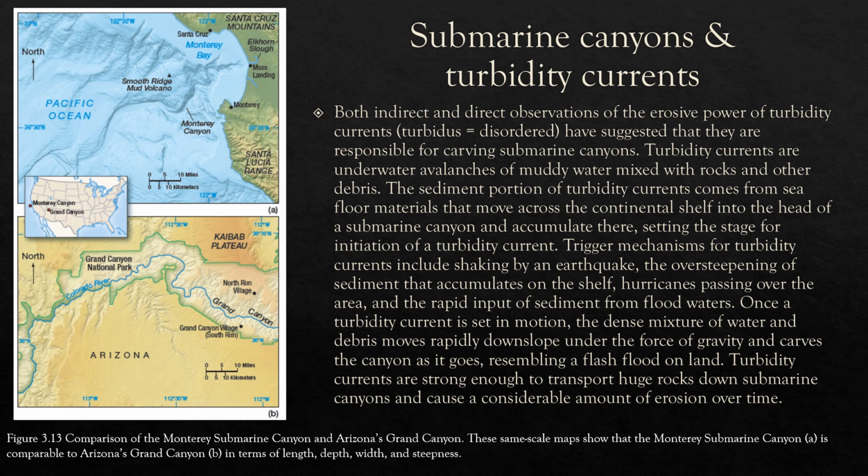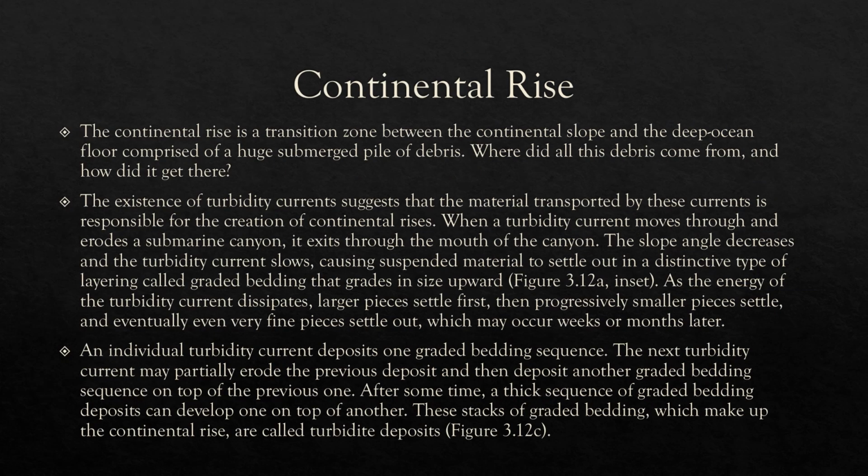Turbidity currents are strong enough to transport huge rocks down submarine canyons and cause a considerable amount of erosion over time. So these turbidity currents are triggered by earthquakes, oversteepening, or even a hurricane, and under the influence of gravity they are responsible for carving these submarine canyons. Okay, so now let's discuss another feature, which is the continental rise of the ocean floor.